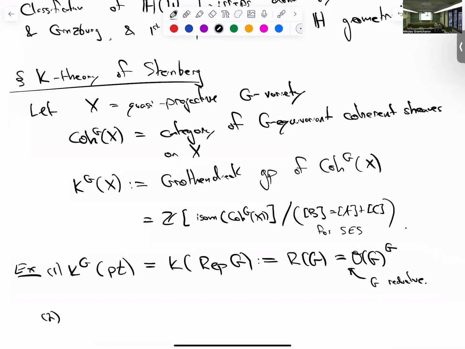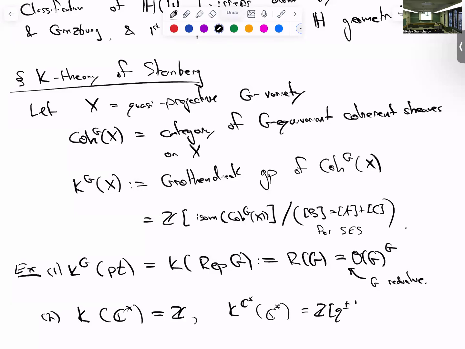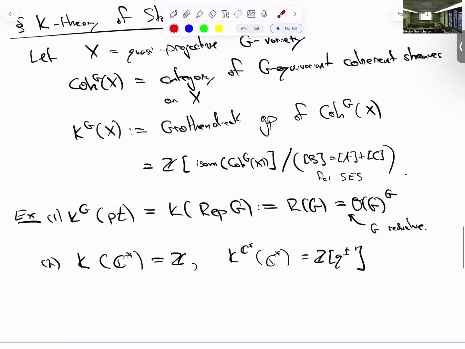The next example is the K theory of C star, or the K theory of any affine space. It's the same thing as for a point. So let me just write down a few things. And when you impose the C star equivariance, C star acts by dilation, and the effect on K theory is it attaches this formal parameter Q plus minus 1.